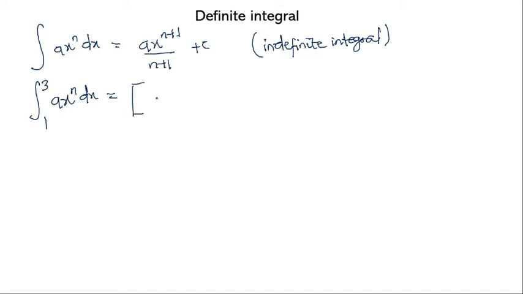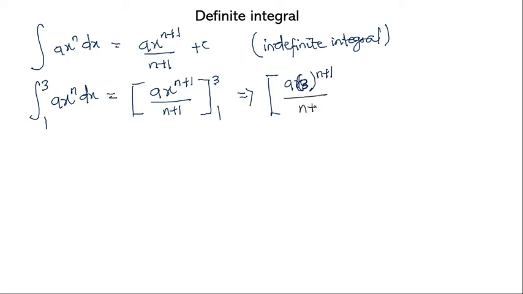So all we need to do is, if we integrate the function, we are going to have ax power n plus 1 over n plus 1. Then we now apply the limit to this, so we have 3 and 1. We need to express this in the form where, wherever we see x, we put 3. So we are going to have something like this: a into brackets 3 raised to the power n plus 1 all over n plus 1. That is for the first one.